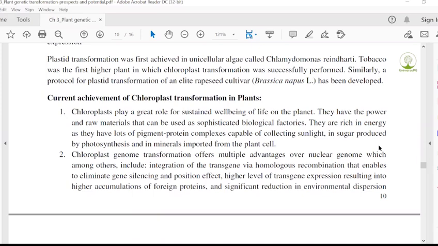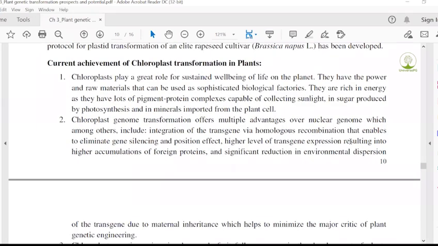They are rich in energy as they have a lot of pigments and protein complexes capable of collecting sunlight, sugar produced by biosynthesis, and minerals imported from the plant cell. We know that in photosynthesis, carbon dioxide and water are transformed into oxygen and carbohydrate by the use of chlorophyll for the production of biochemical energy and carbohydrate.